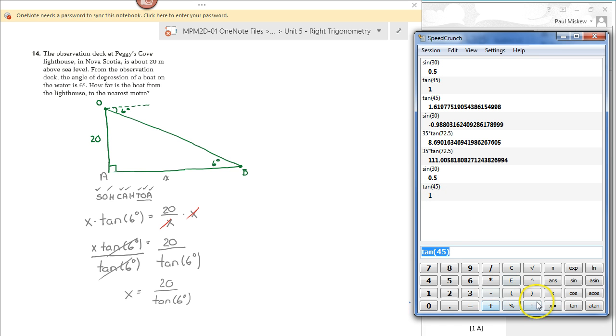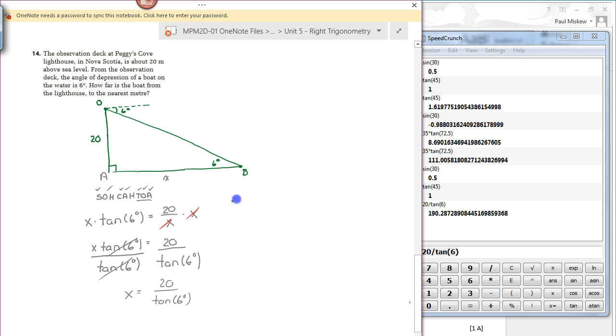So now let's type this in. So we're going to get 20 divided by tan of 6 degrees. And I get X is approximately equal to 190, and it says, I believe, to the nearest meter, so 190 meters. Therefore, the boat is 190 meters out to sea. And we're done.